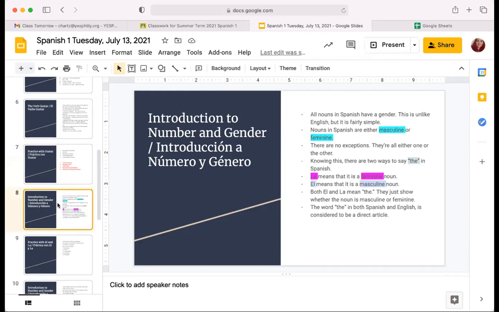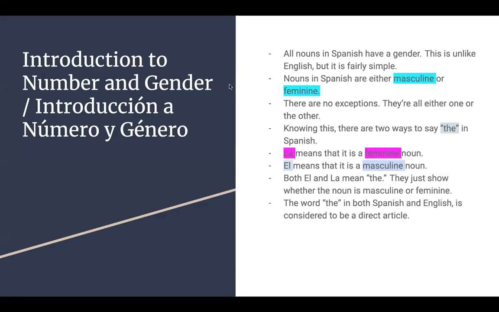So then I figured after that we'd start with the introduction to number and gender. This is something that we don't do in English, so this is definitely going to be different, but it's not difficult or anything. You'll be all right with it. So all nouns in Spanish have a gender. I know that sounds weird because we don't do it in English, but it's really simple. Nouns in Spanish are either masculine or feminine. There's no exceptions. They're all either one or the other.